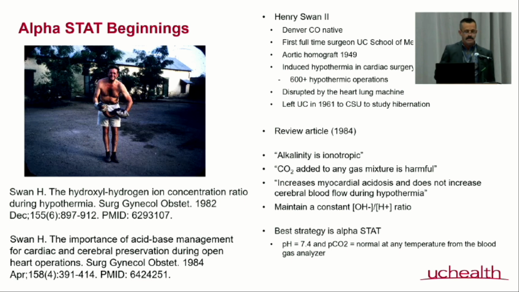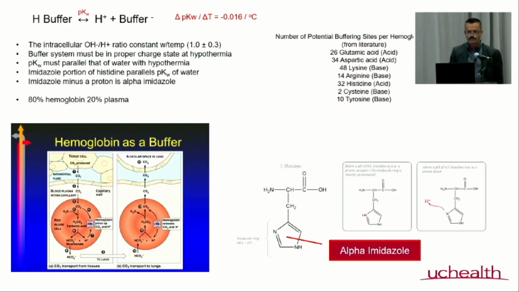And so the best strategy in his terms was alpha-stat, where the pH is 7.4 and the PCO2 is normal at any temperature from the blood gas analyzer, right? So at 37 degrees. If we review our physiology, we all know that to be a good buffer, it has to be a substance that can both accept and give off a hydrogen ion, right? And the rate of that reaction is controlled by the pKw, or the pK of water. We know that the pK of water changes relative to temperature by about negative 0.016 per degree C.